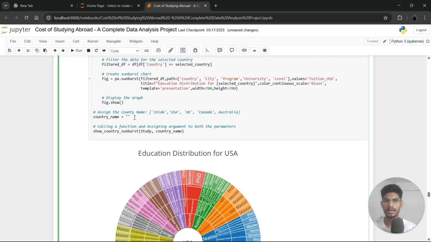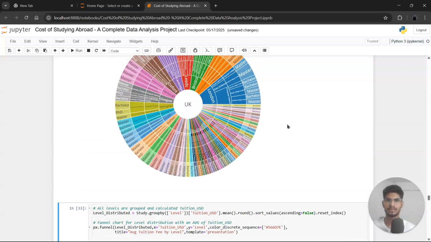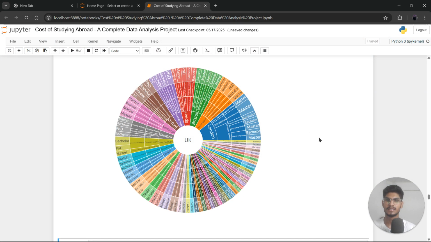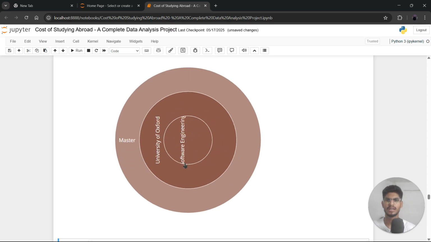Now I will go with the UK. Now this is here. This is USA. I want to study in Oxford, and I want to pursue software engineering. And there is a university called University of Oxford, which is offering the masters, and it will cost me 40,000 US dollars.